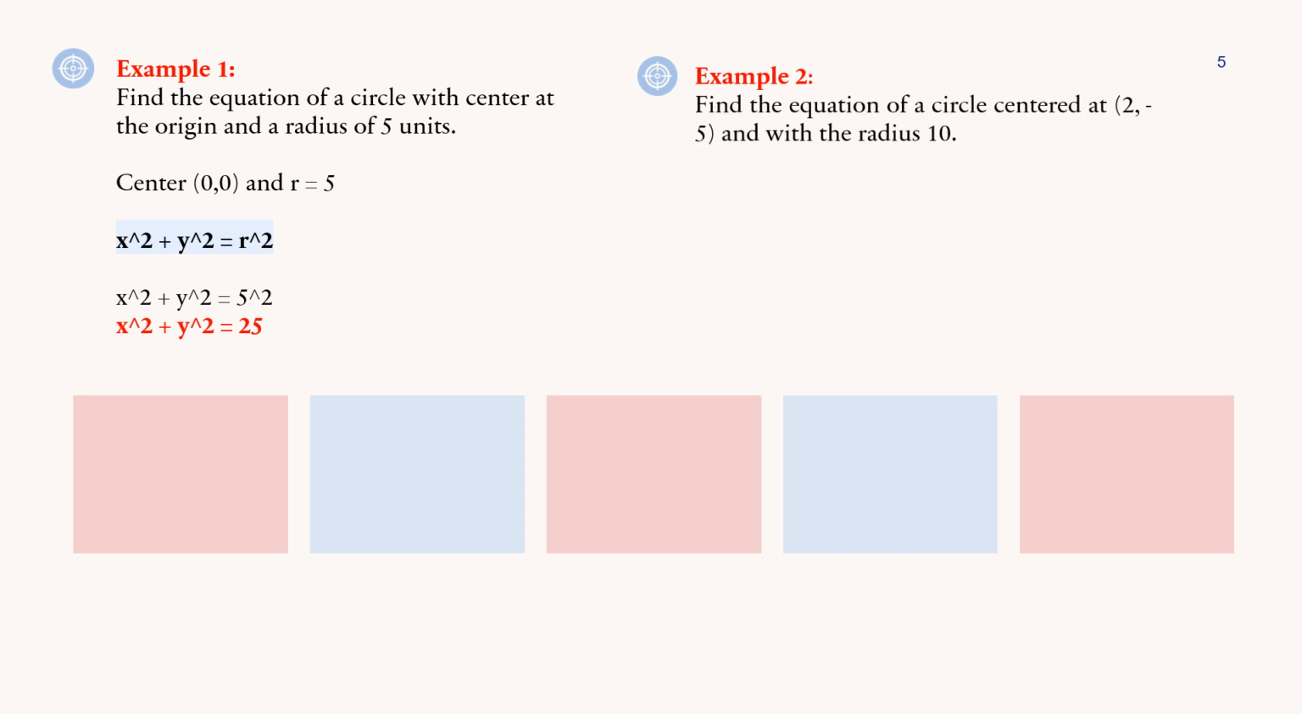Next is example number 2. Find the equation of a circle centered at 2 and negative 5 with the radius of 10. So the center will be 2, negative 5 and radius is 10. Since the center of a circle is at h and k, let's substitute. The equation will be the quantity of x minus h squared plus y minus k squared is equal to r squared. So h will be 2 and k will be negative 5 and r will be 10.